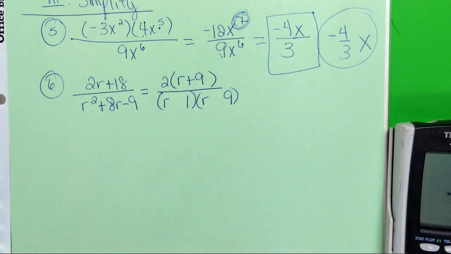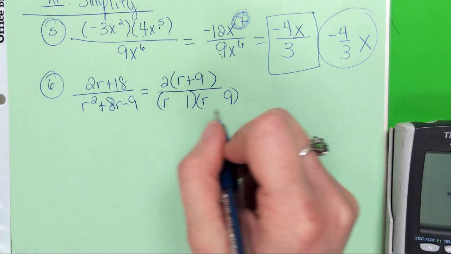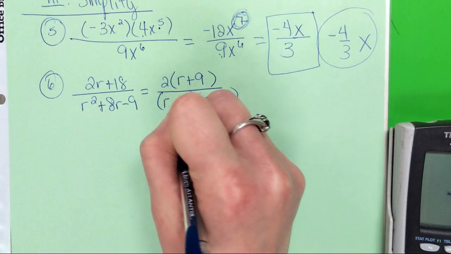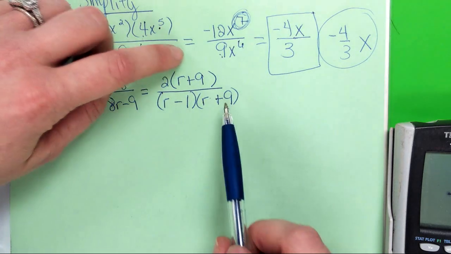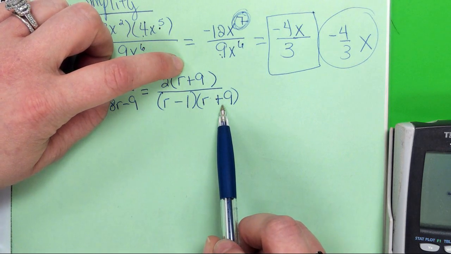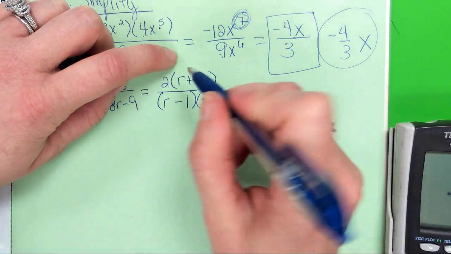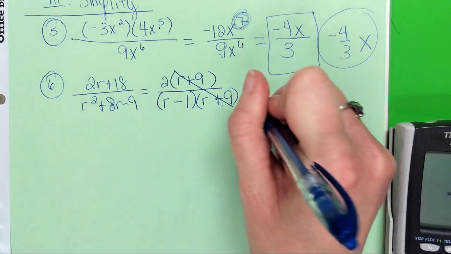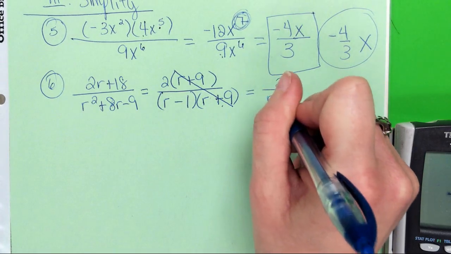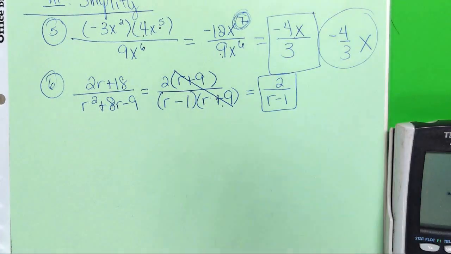And what are my signs? Positive and negative, which one goes where? Positive 9. Very nice. Okay. Do you see something? One's on top and one's on bottom. Anything divided by itself is how much? 1. So they cancel out. They can be 2 over r minus 1.